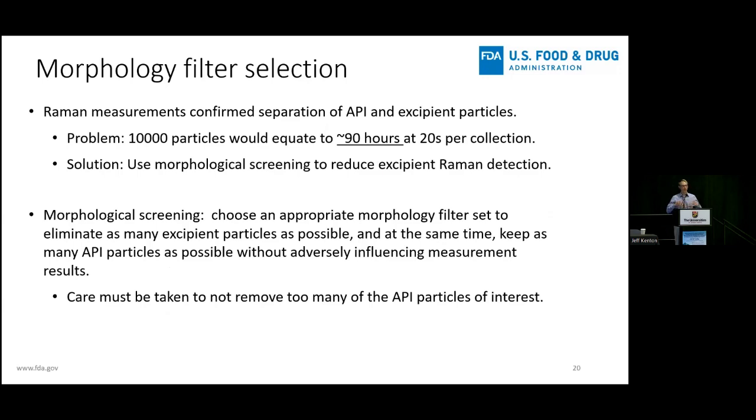So from the training set, we have our API particle size distribution. Now, you could just say, okay, we're done. That's what we wanted. That's what we came here for. But the downside is this equates to about 90 hours of collection time at 20 seconds per Raman collection. So we kind of want to shorten this.